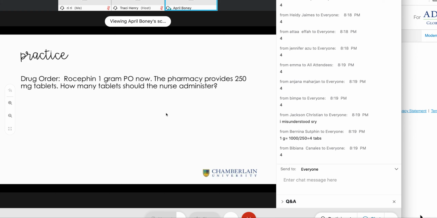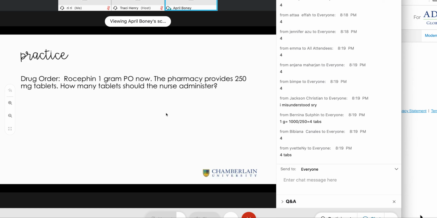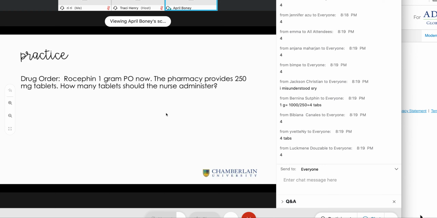So let's talk about this problem. First, we have an order, which is 1 gram, but our pharmacy provided milligram tablets. So we can't work with that. The first thing we have to do is a conversion. 1 gram equals 1,000 milligrams. That's one you should really be able to do pretty quickly. 1 gram equals 1,000 milligrams. And if we divide that by 250, we get 4 tablets. So if you said 4, great job.